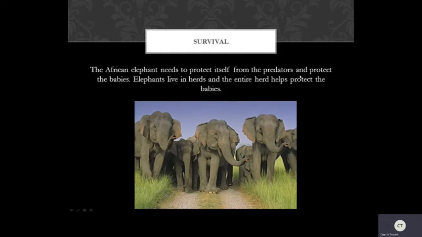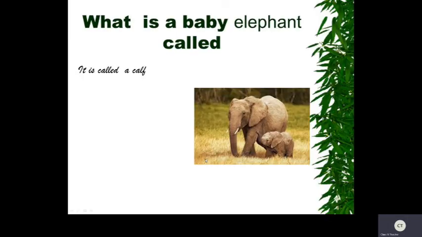African elephants need to protect themselves from predators and protect the babies. Elephants live in herds and the entire herd helps protect the babies. Yes, children, the entire herd will protect the babies and also protect from predators, and they can have the food also. Now, what is a baby elephant called? It is called a calf.